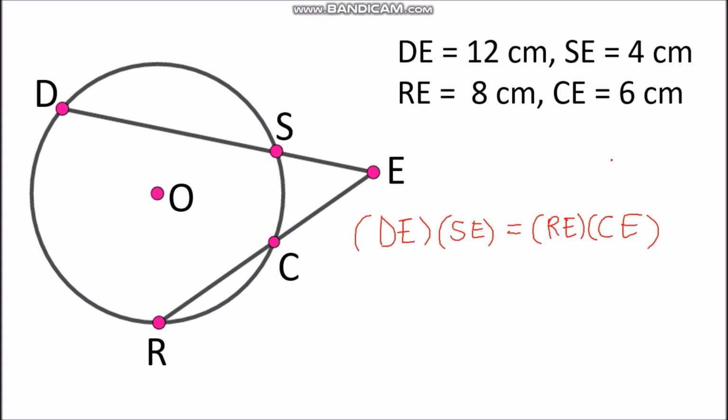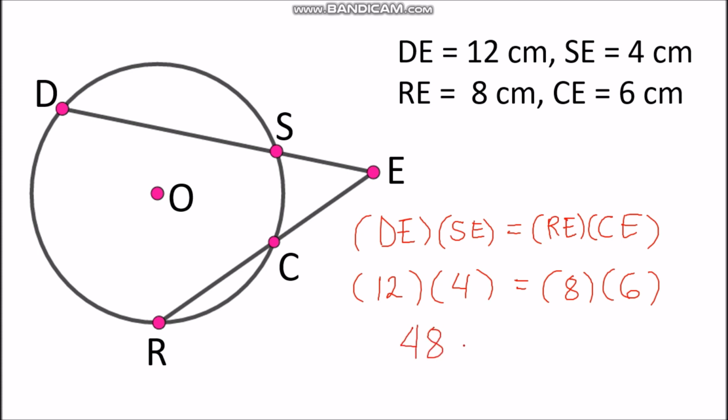Now, since we have the measurements, we can substitute to check if this is correct. So segment DE is 12, segment CE is 4, segment RE is 8, and segment CE is 6. Now simplify, so we will have 48 centimeters equal to 48 centimeters as well. So as you can see, the products of the segments are equal to one another.